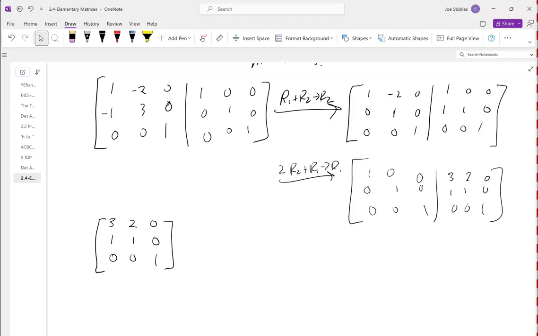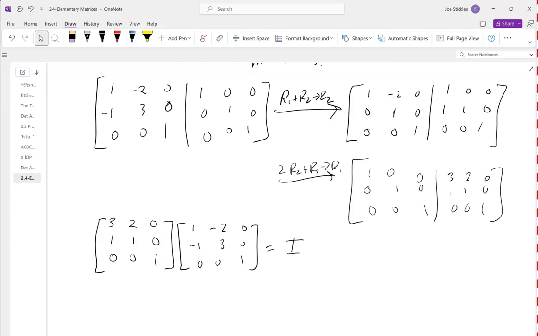If I take that 3, 2, 0 and multiply it by 1, negative 2, 0, negative 1, 3, 0, 0, 0, 1, what are we supposed to get when we're done? The identity matrix, right? I'll just write I rather than writing the whole thing. We agree that's what it means to be an inverse, correct? Okay.